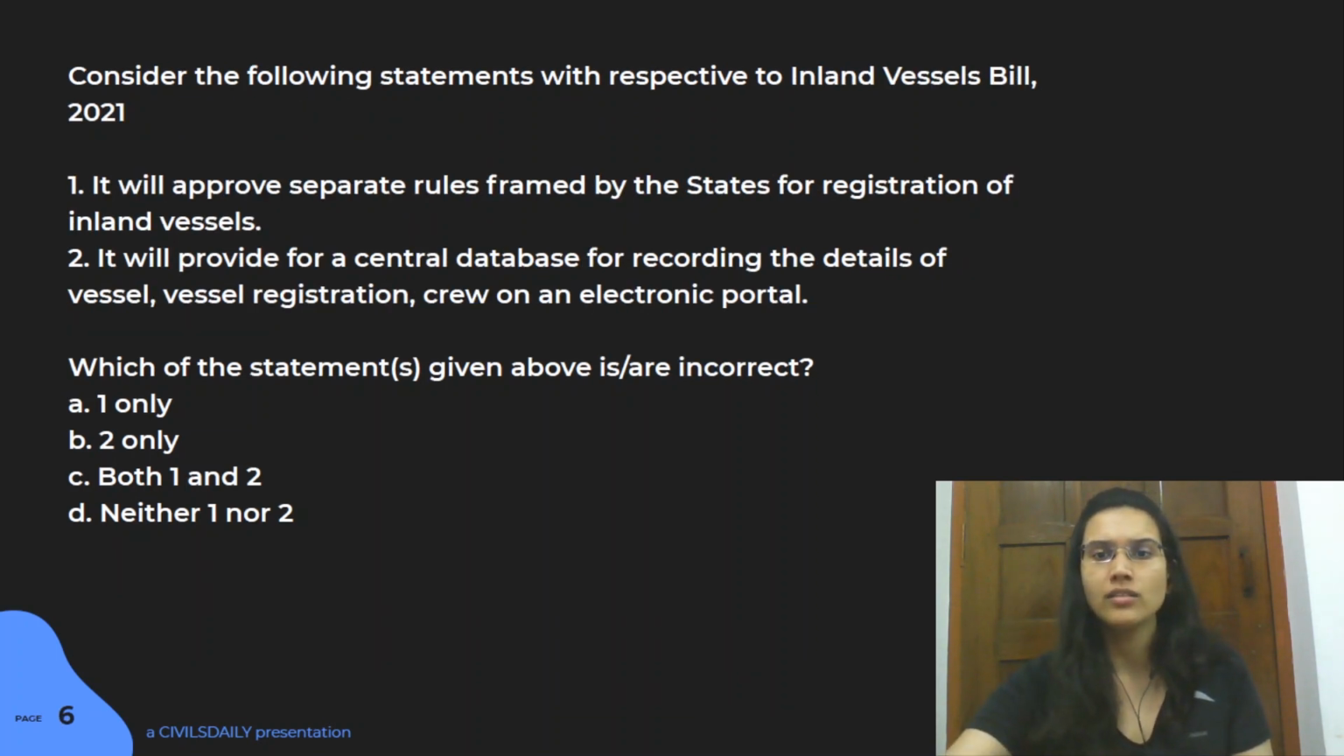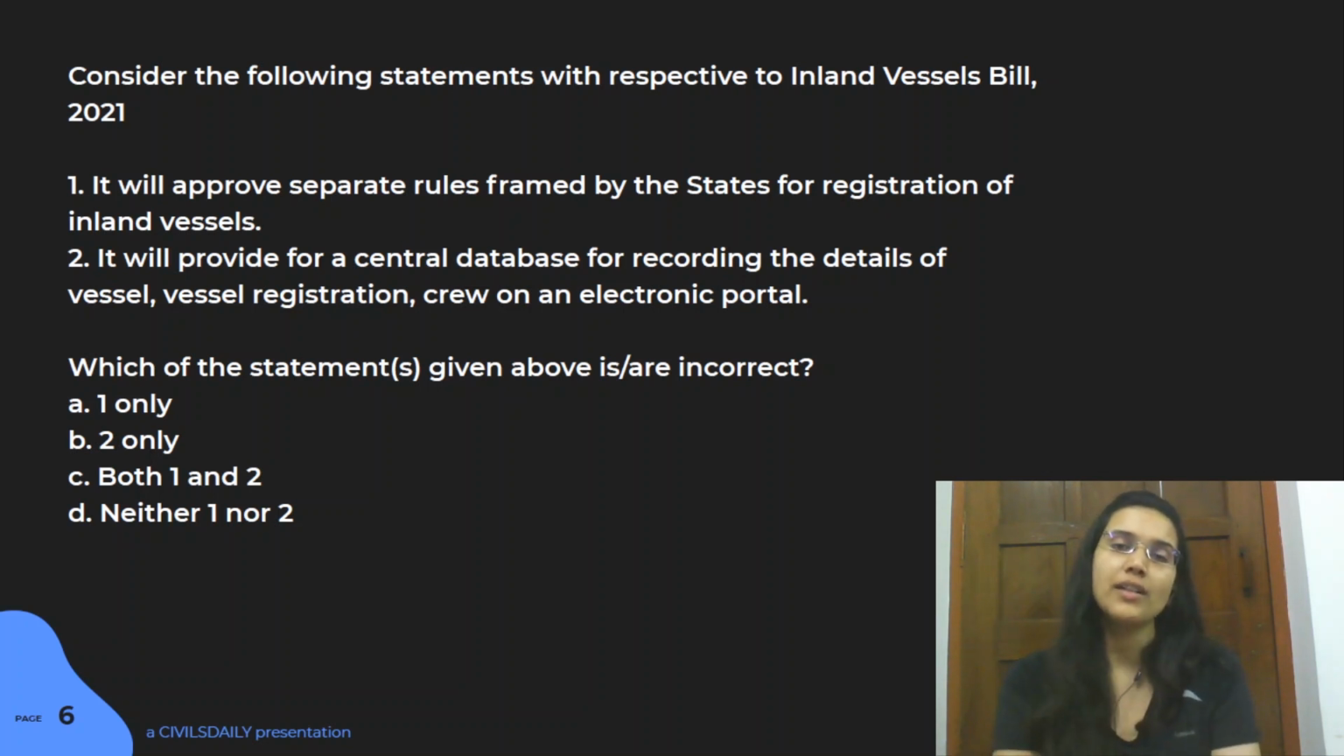Finally, we'll do another bill related question which was recently in news. This is the Inland Vessels Bill 2021. The first statement it talks about is that it will approve separate rules framed by the states for registration of inland vessels, and second is it will provide for a central database for recording the details of vessels registration, crew on the electronic portal, and you have to identify which is the incorrect statement here.